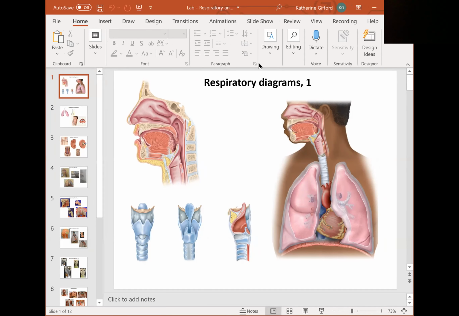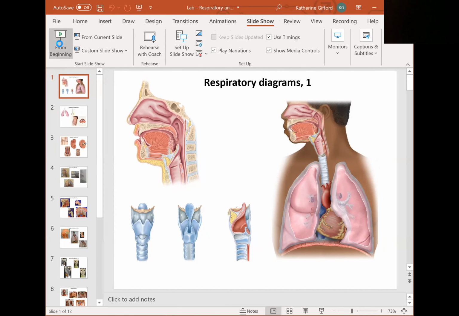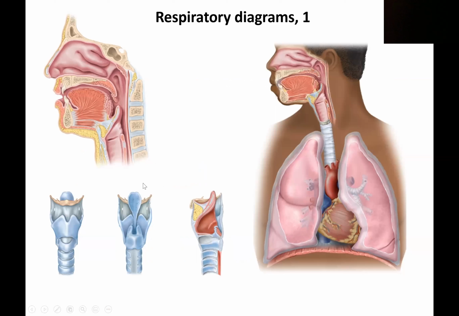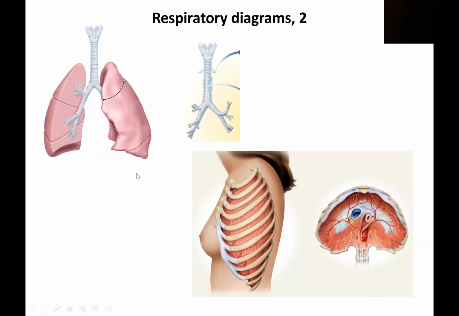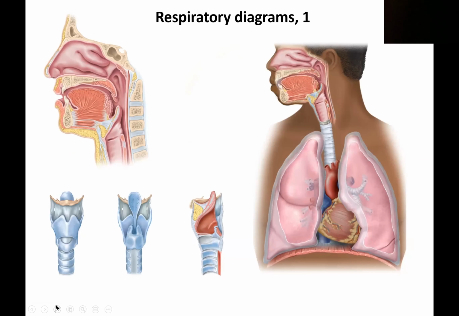Okay, so diagrams that you have in your handout. Again, you'll have to look at these multiple times and you may have to blow them up to see what I'm pointing to more clearly.